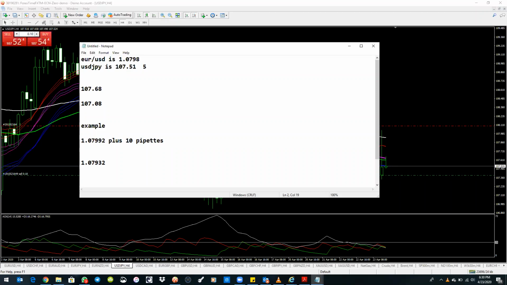That means that the pip has been broken down into 10 extra decimal places, just to give the trader some flexibility. So I don't need to wait from one pip to another pip before taking profit or before taking loss. I can enter or exit a trade in between pips. But the most important thing there is the pip. The pip is the smallest value, or the smallest decimal, of which a price is quoted.